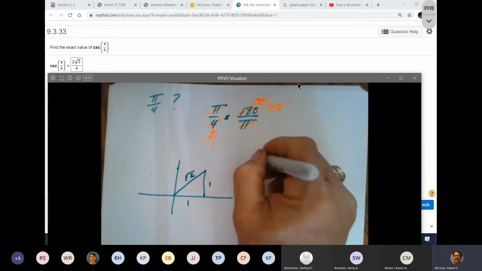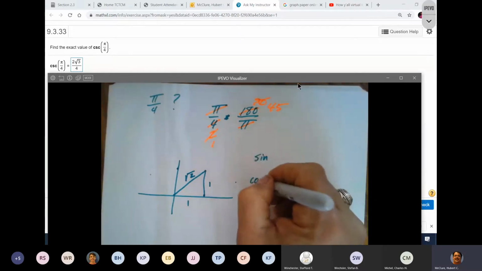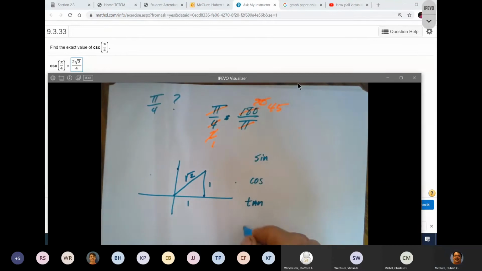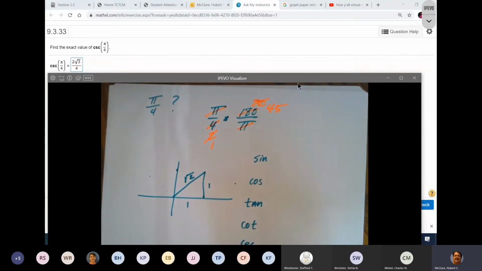So sine, cosine, tangent, cotangent, secant, cosecant. Now, if you'll notice, I'm doing everything for this problem. Is that a bad thing, or is that extra practice?